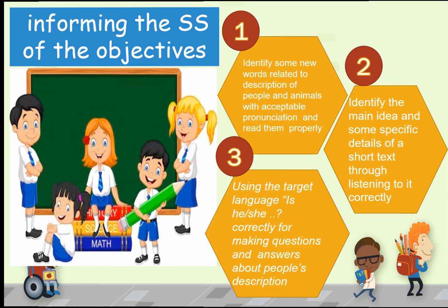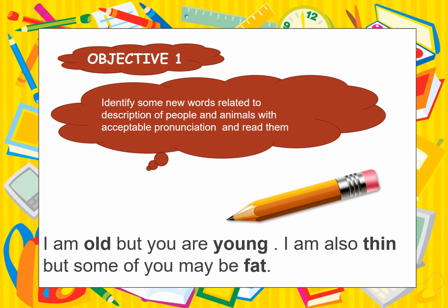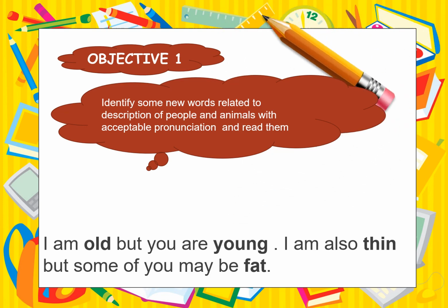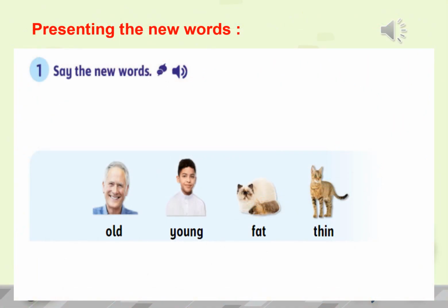Now we come to objective number 1, which is to identify some new words related to description of people and animals with acceptable pronunciation and read them in the right way. I want you to look at the pictures and the words written under them. Then I'm going to play the CD player, and you are required to repeat after it.